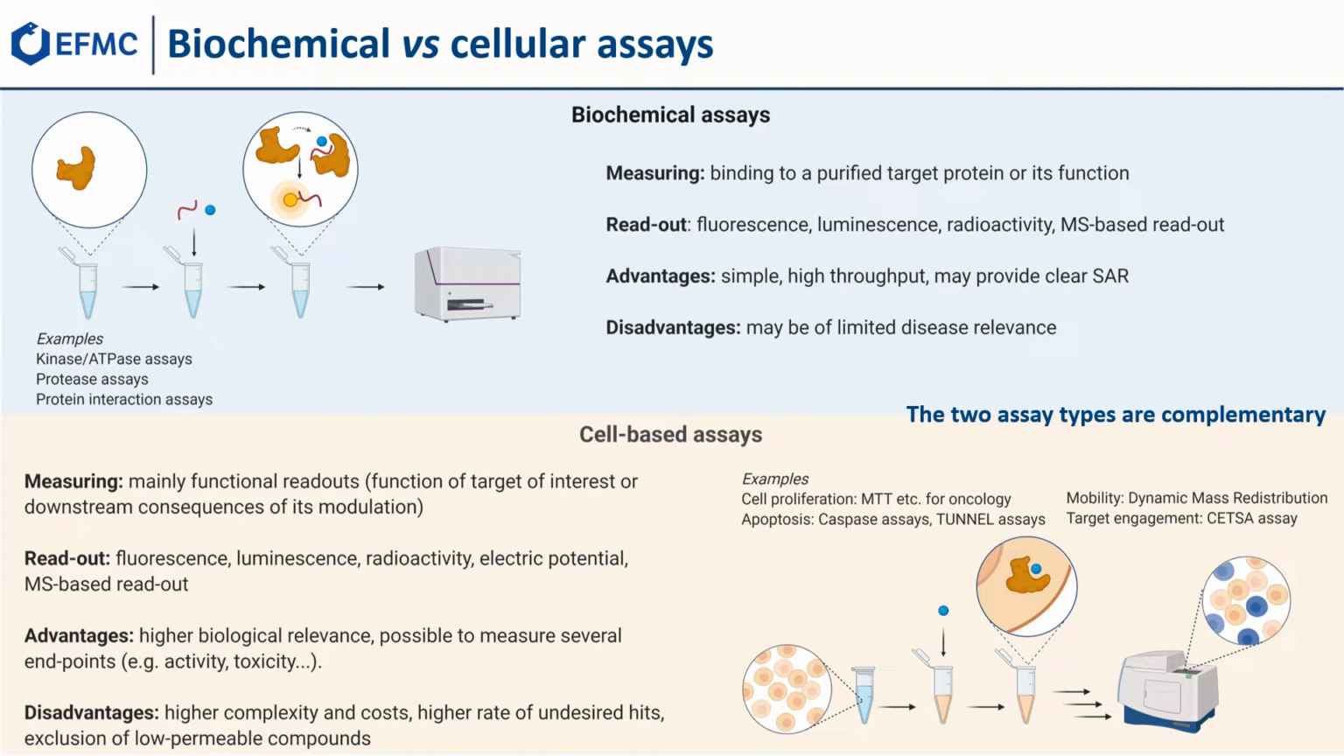The main advantages of cell-based assays include the higher biological relevance and also the possibility to go to several endpoints, for example, activity, toxicity, and so on. On the contrary, compared to biochemical assays, cell-based ones involve higher complexity and costs, usually a higher rate of undesired hits because of the complexity of the observed pathway or function, and the exclusion of low-permeable compounds. A few examples of biochemical and cell-based assays are provided in this slide.